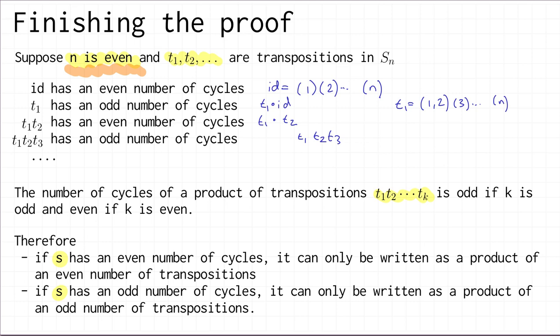It follows that there is no permutation which can be written both as a product of an odd number and as a product of an even number of transpositions. We're done, and we know that our definition of the sign of a permutation really does work.